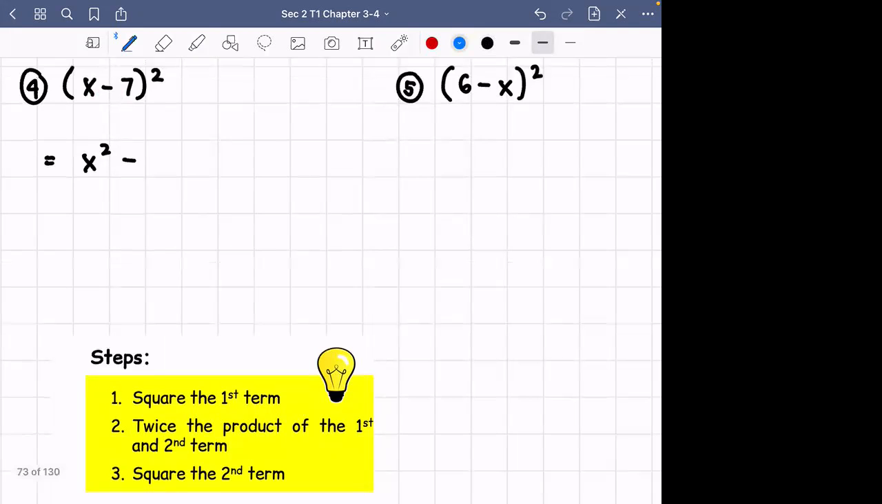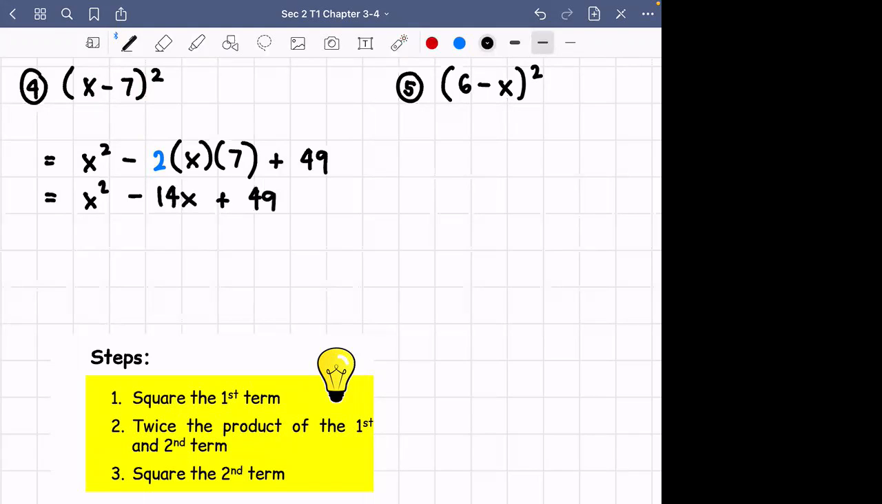And then the same step. The second step is twice the product. So times 2, then x times 7. Then the second sign, it's plus. It's always plus. And then what is the square of 7, or negative 7? 7 times 7 is 49. So this is equal to x squared minus 14x plus 49. That's your answer.